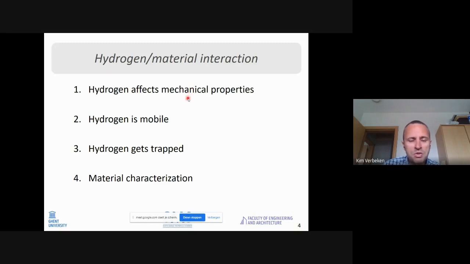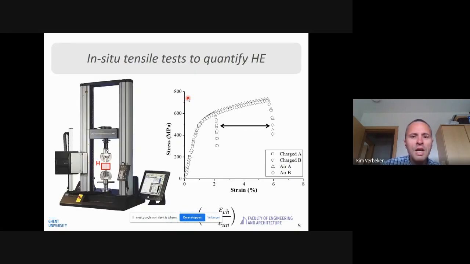So first, let's start with the mechanical tests. When we do mechanical tests, we have, of course, different ways of doing a test. The previous speaker talked about bending. Here I present some results on in-situ tensile tests to quantify the effect of hydrogen embrittlement. You have this typical formula, which is a little bit hidden over here, where the amount of hydrogen embrittlement is the difference in strain between a sample tested in air, not in contact with hydrogen, and a sample that is saturated with hydrogen before doing the tensile test.